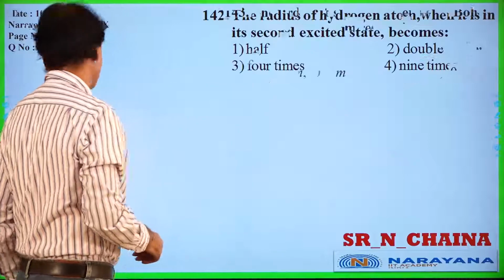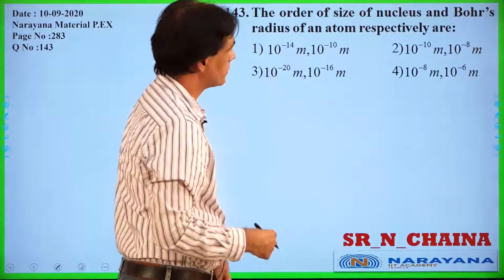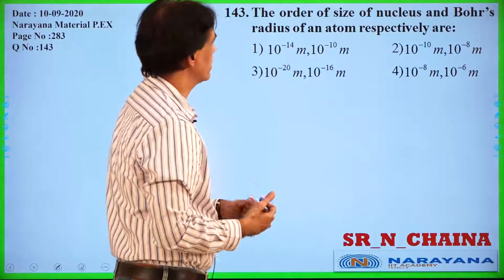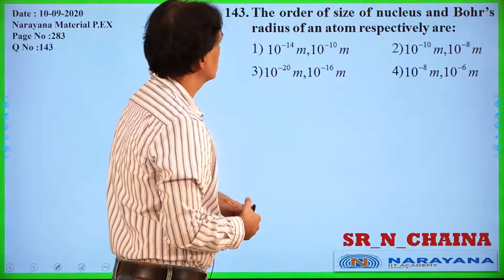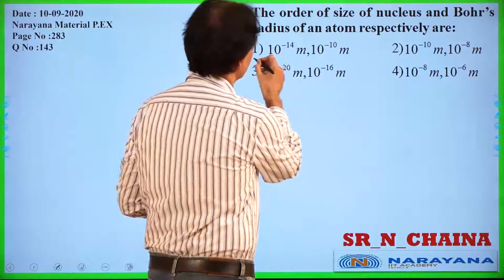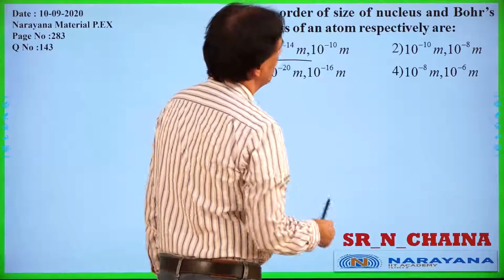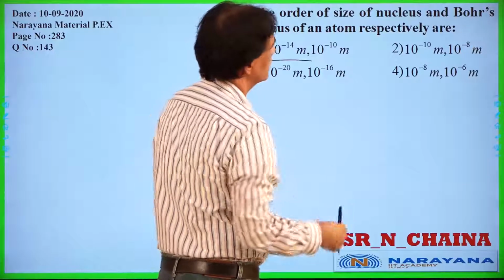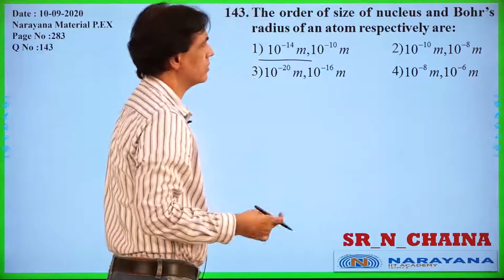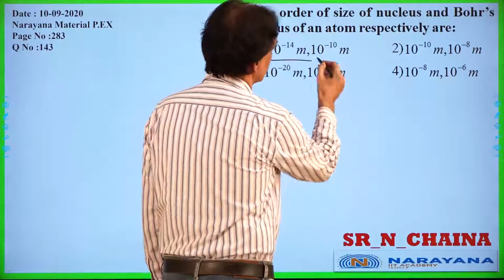Let's see the next question. Order of size of nucleus and Bohr's radius of an atom respectively are. Size of nucleus is nearly 1 Fermi. Anyway, 10 power minus 14 is given. That's correct. And Bohr's radius of an atom, Bohr's radius means R1 value. So this is the correct answer.